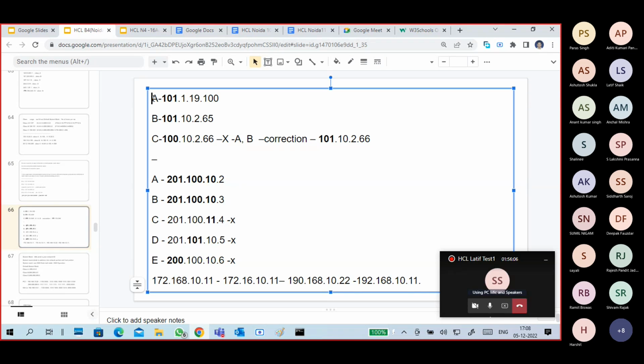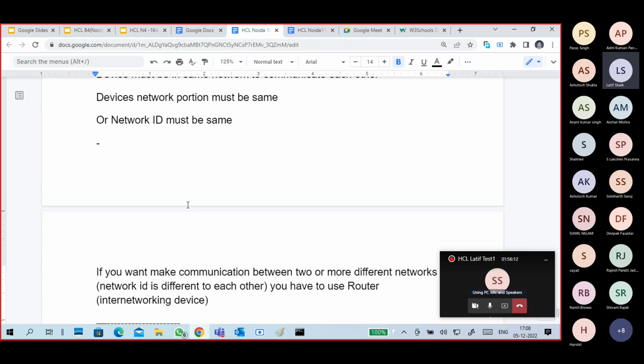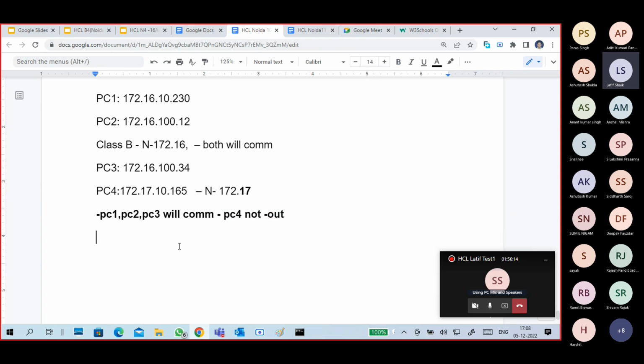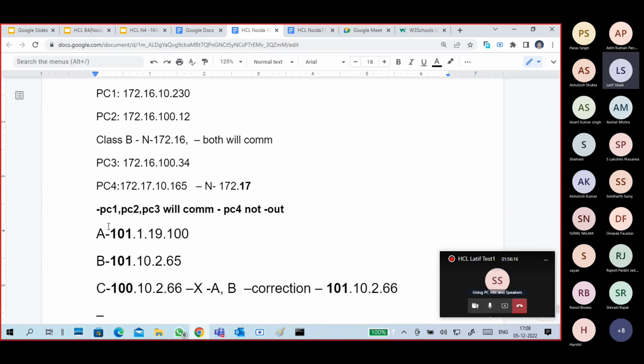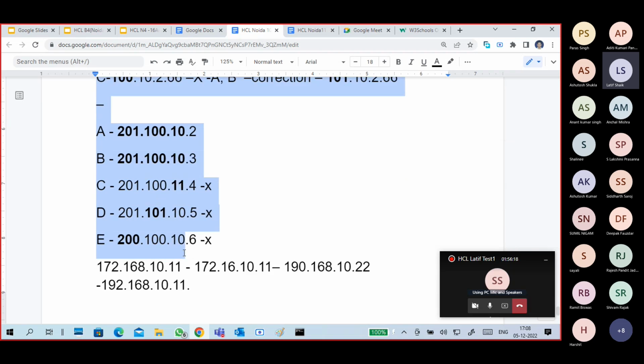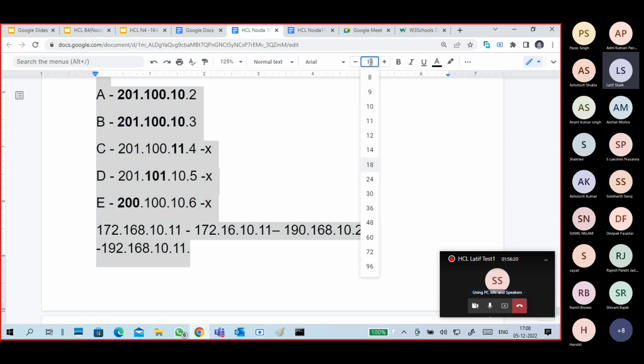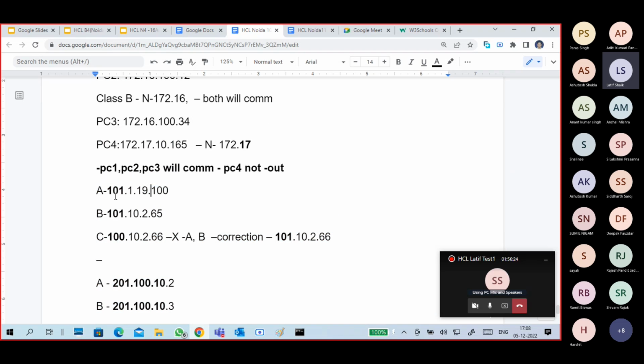So it is A PC, B PC, C PC. It is a class A. The first portion is the network portion and the remaining are the host portion. So what to check? Only the first portion. Is the first portion the same for A and B? Yes. For C, the first portion is different. So A and B can communicate, C cannot.